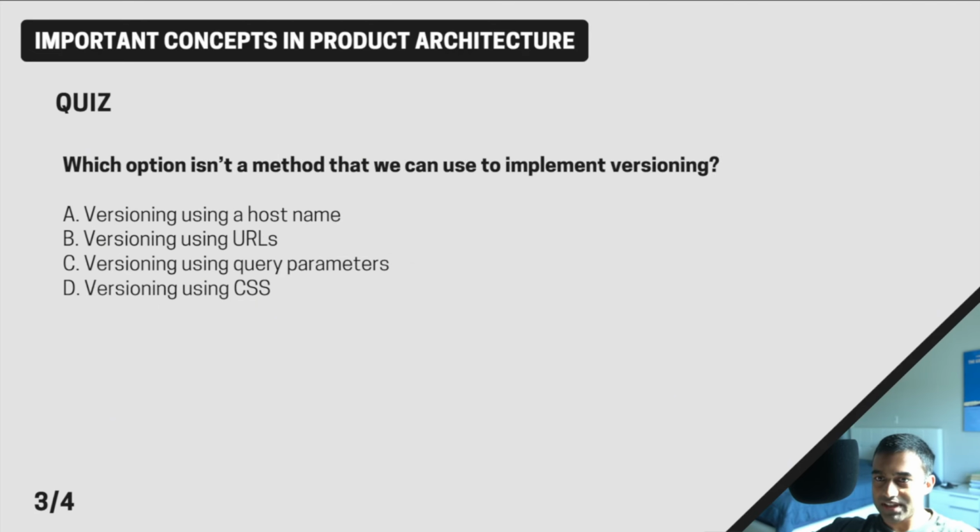And which option isn't a method that we can use to implement versioning? So, versioning using a hostname, versioning using a URL, versioning using query parameters, and versioning using CSS. So the answer to this is D, versioning using CSS. That doesn't really make much sense.